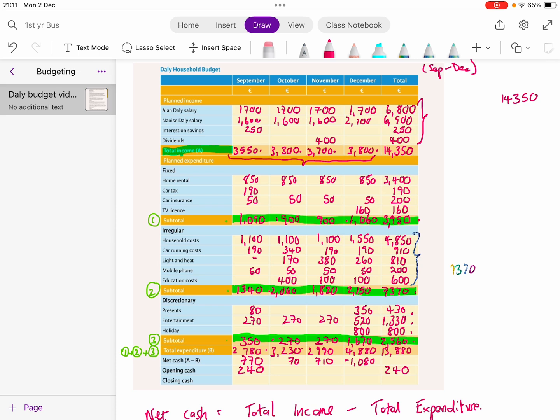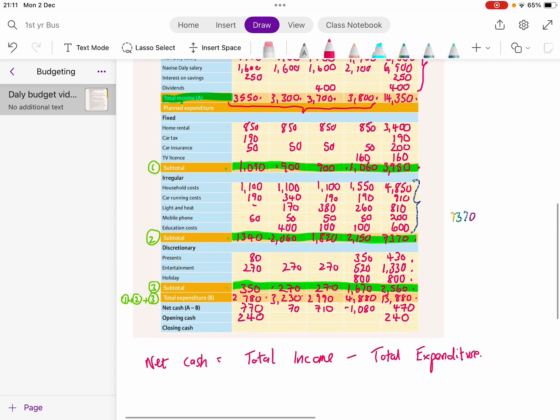So we have to look at our total now and get our total. So we have 14,350. I'm taking away my 13,880, and I'm left here with a net cash of 470. Okay, so this is the trickiest bit really, girls, but once I've done it a couple of times, I should be fine.